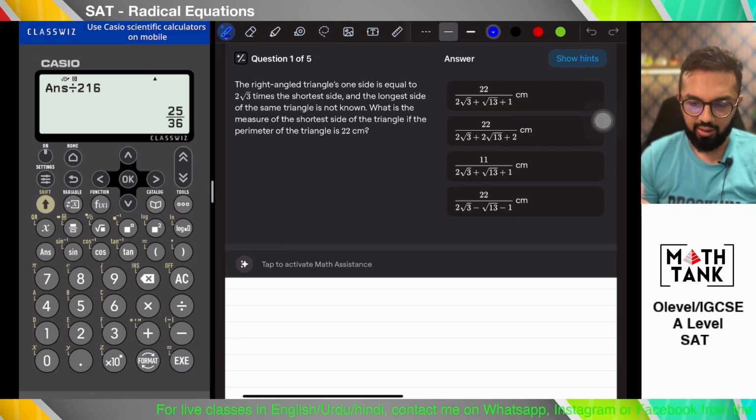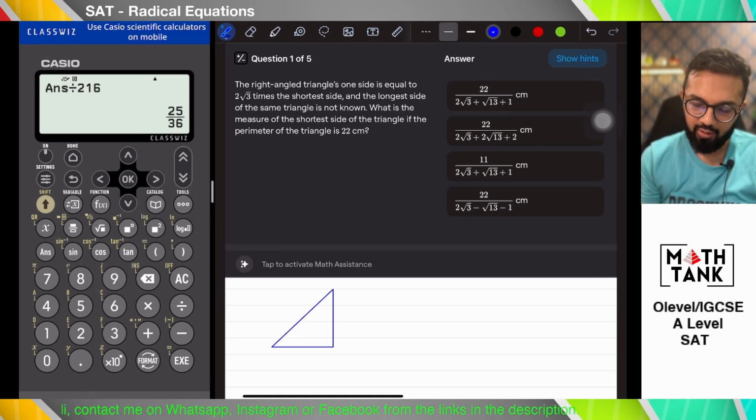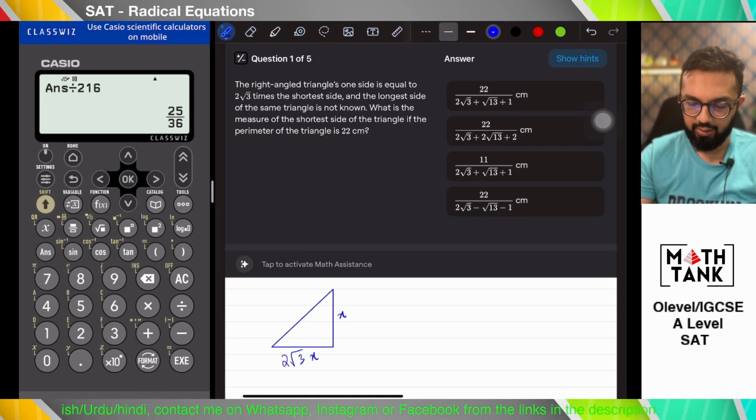Okay, the right angle triangle: one side is equal to 2 root 3 times the shortest side. So the shortest side is x, and the longest side is not known, so that's 2 root 3x. What is the measure of the shortest side of the triangle if the perimeter of the triangle is 22 centimeters?